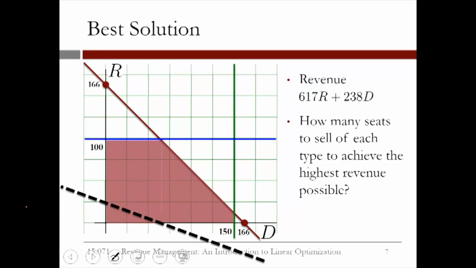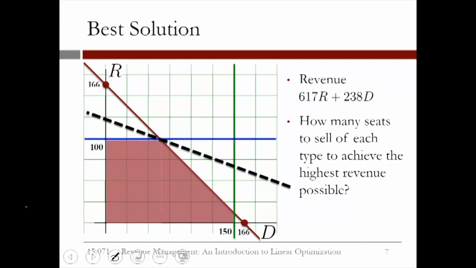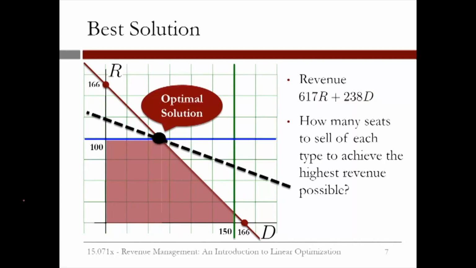Since the revenue is increasing as we move this line up, and our goal is to maximize the revenue, our optimal solution will be where this line can't go any further and still be in our feasible space. So our optimal solution is at this point with a revenue of $77,408. As we can see here, the solution is dependent on how the feasible space was defined. In the next video, we'll see what happens if our capacity and demands change.